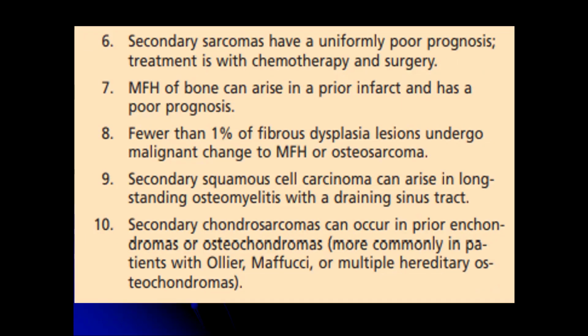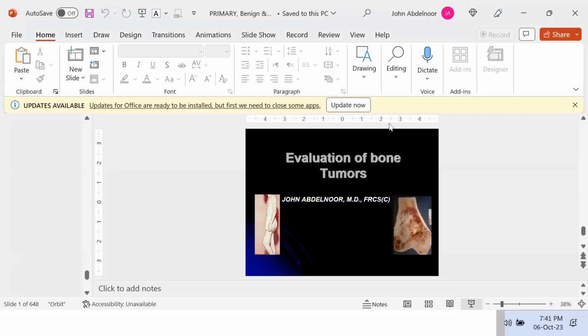Secondary squamous cell carcinoma can arise in long-standing osteomyelitis. You should know this. I can show you a case of osteomyelitis with secondary squamous cell carcinoma. You have to know this. Secondary chondrosarcomas can occur in prior chondromas and osteochondromas, more commonly in patients with Ollier-Mafucci disease and multiple hereditary osteochondromas. And thank you.